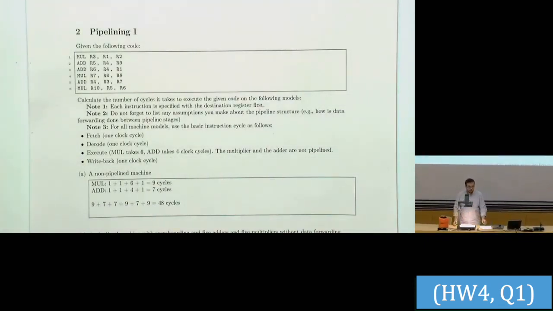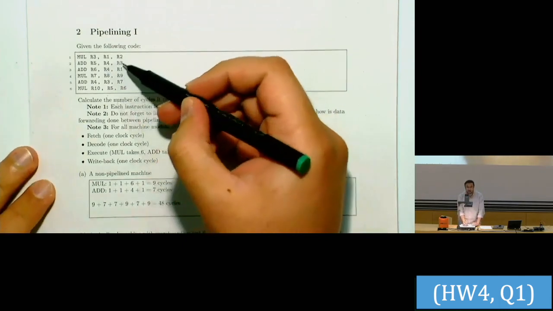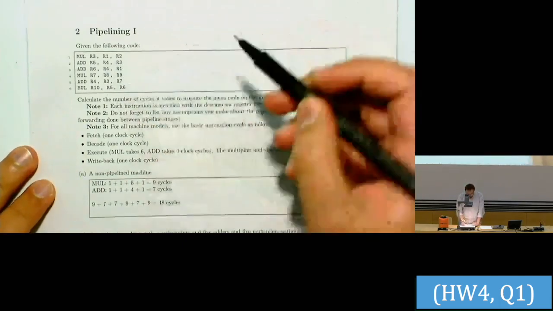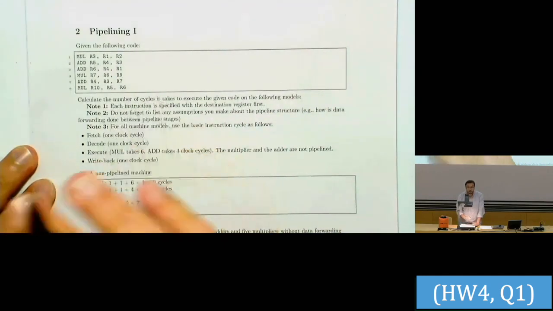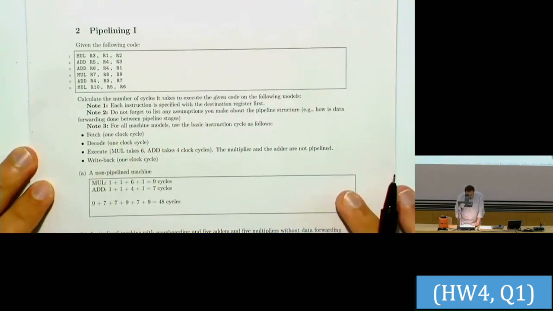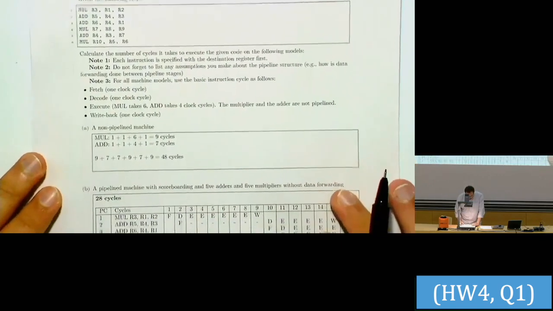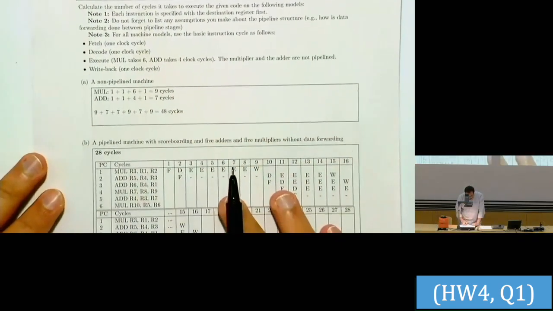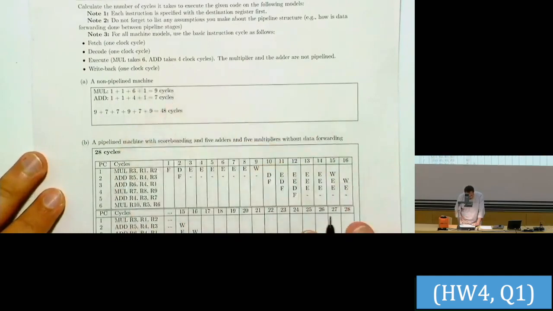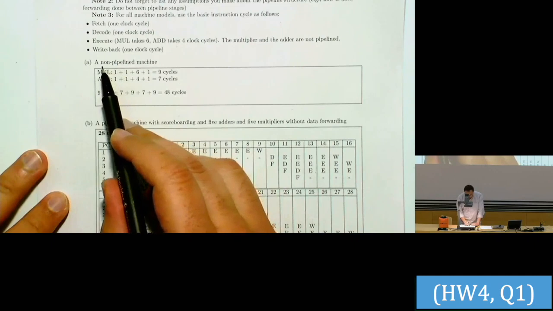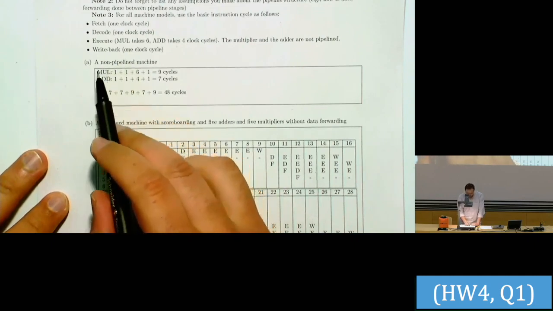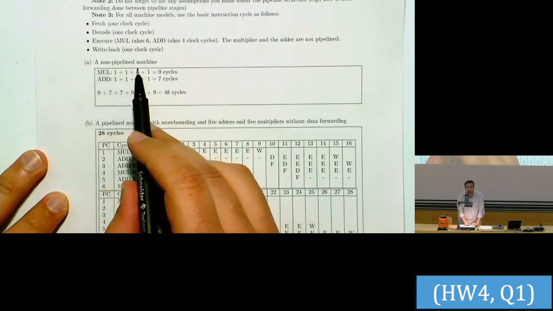So the second question is from homework 4, the pipelining question. Here in this question, we have 6 instructions given to us, and we need to calculate how many cycles they take for different configurations of the hardware. So we have some information here that we are going to use in each bullet point. So the first question asks, how many cycles does it take if we have a non-pipelined machine?